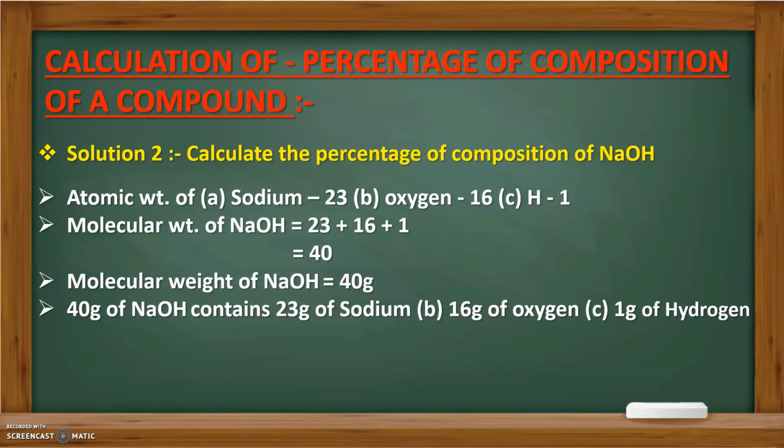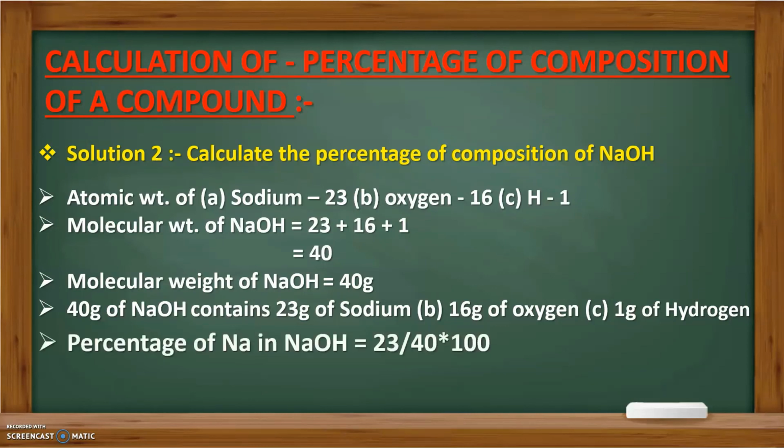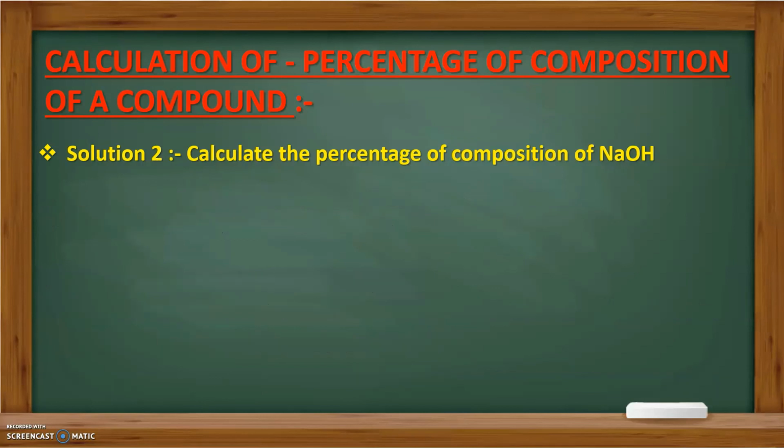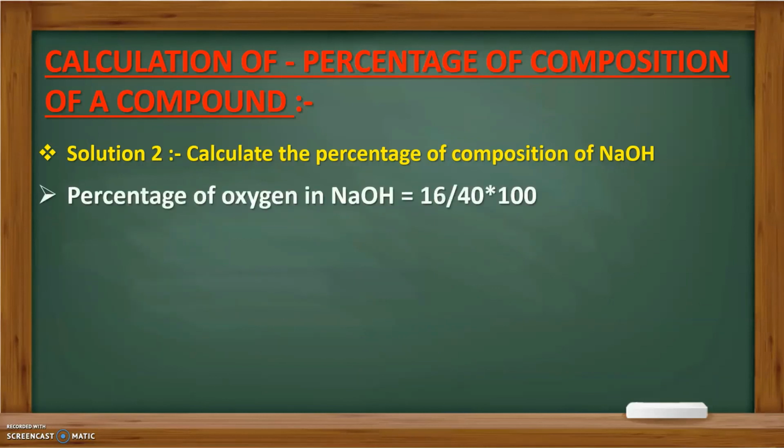First, let's find the percentage of sodium in sodium hydroxide. Percentage of sodium in sodium hydroxide is equal to 23 divided by 40 into 100, which gives the answer as 57.5%. Thus, sodium hydroxide contains 57.5% sodium in it. Now let's find the percentage of oxygen in sodium hydroxide. Percentage of oxygen in sodium hydroxide is equal to 16 divided by 40 into 100, which gives the answer as 40%.